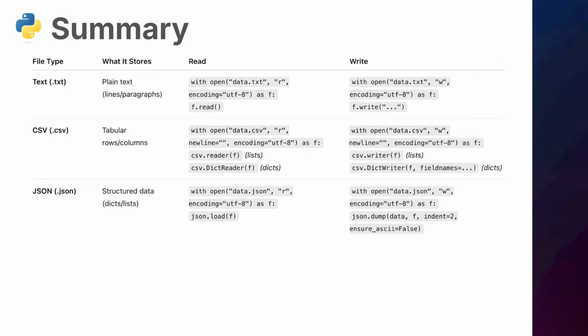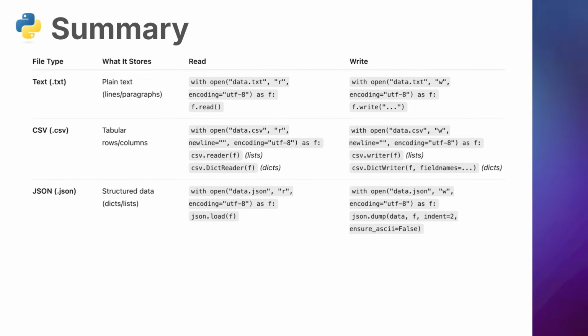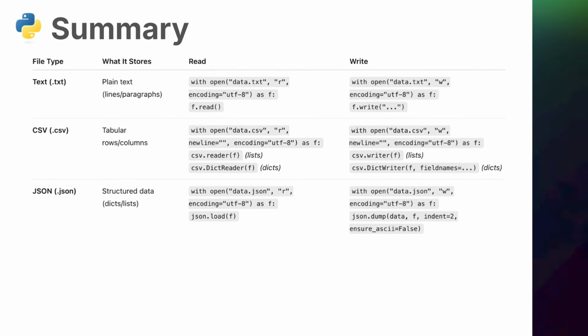Finally, JSON. Best for structured nested data. Read with json.load to get normal Python dictionaries or lists. Write with json.dump for clean readable files.